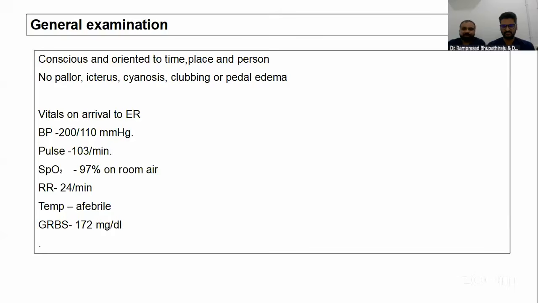General examination: the patient was conscious, oriented to time, place, and person at the time of examination. No pallor, icterus, cyanosis, clubbing, or pedal edema. Vitals on arrival to the emergency department were BP 200/110 mmHg, pulse 103 beats per minute, SpO2 97% on room air, respiratory rate 24 cycles per minute, temperature febrile, GRBS 172 mg/dL.